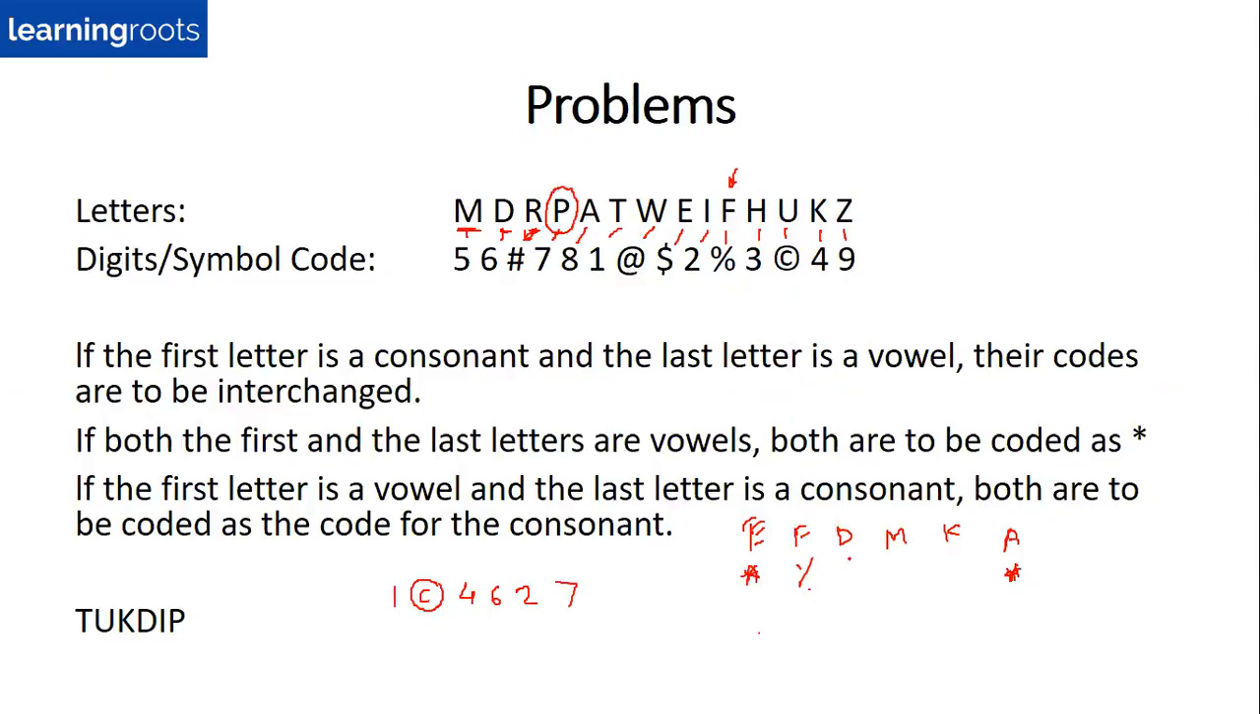DMKA. So D is going to be 6, M is going to be 5, and K, where is K? K is going to be 4. So asterisk percentage 654. Okay. Try the last one. I'll give it to you. APWTUH.